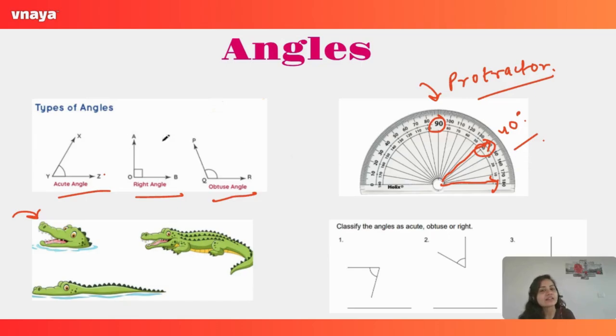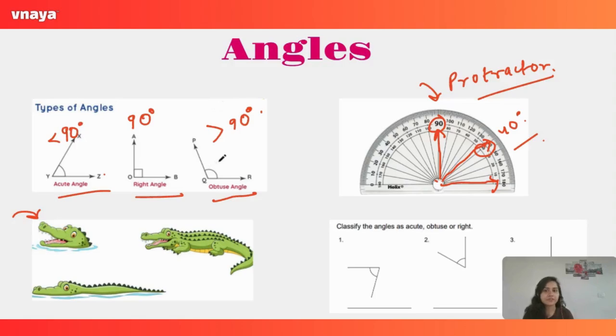Now what is a right angle? It's obvious. If you use the same thing right here, it's 90 degrees. So an acute angle is always going to be less than 90 degrees. A right angle means it's going to be exactly 90. And obtuse means it's going to be more than 90.